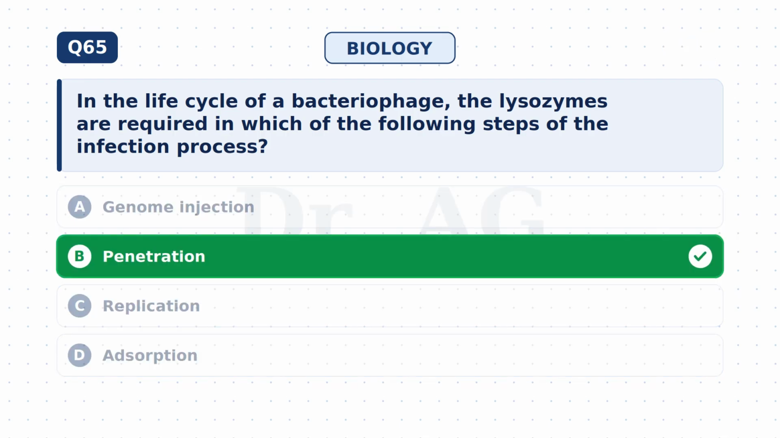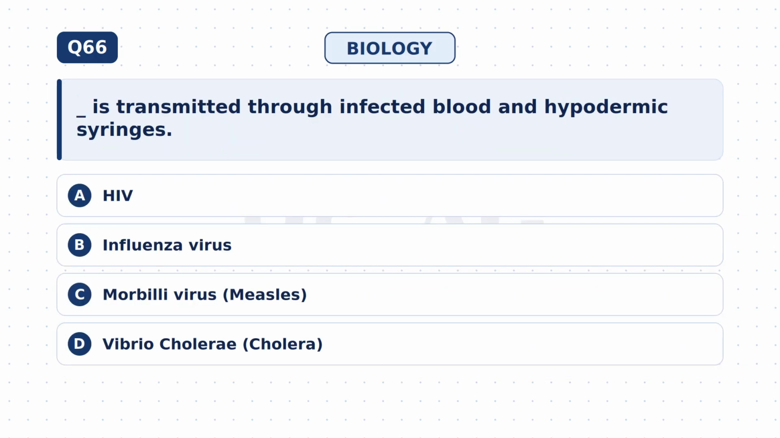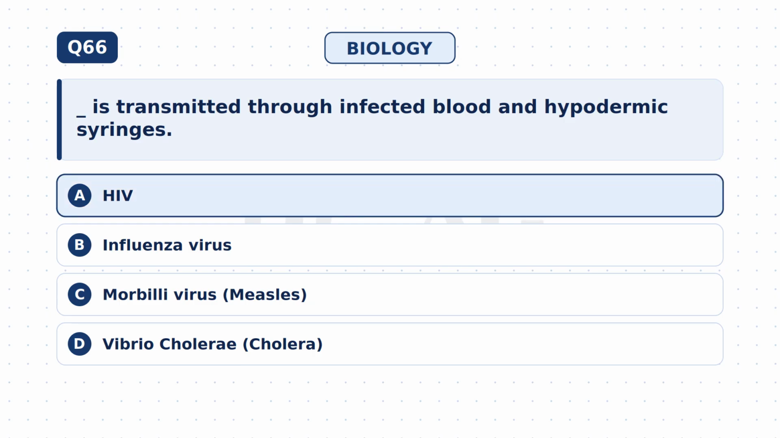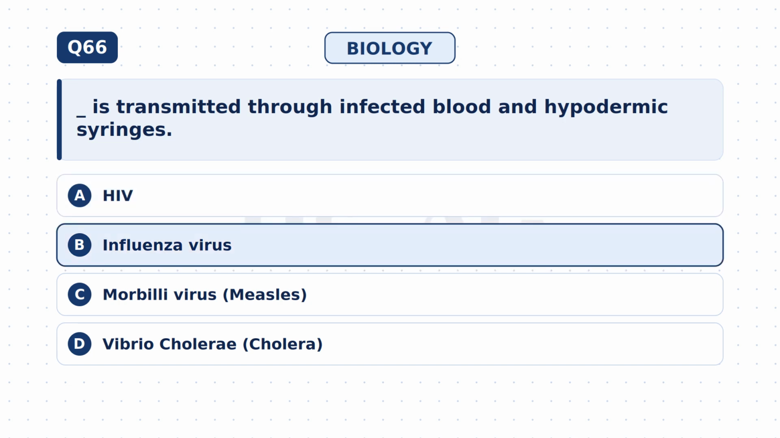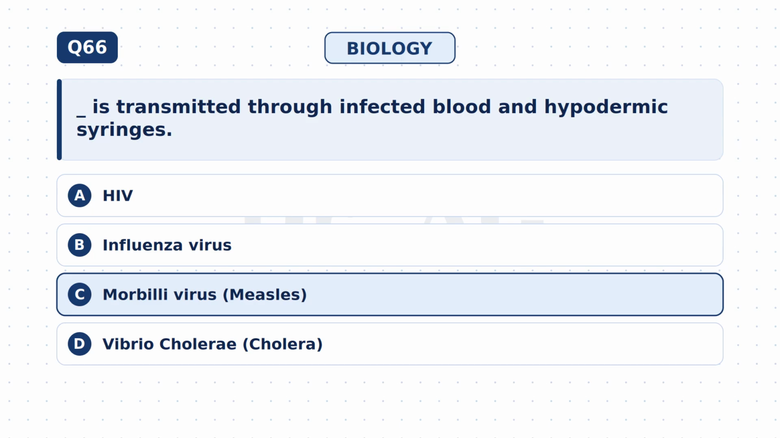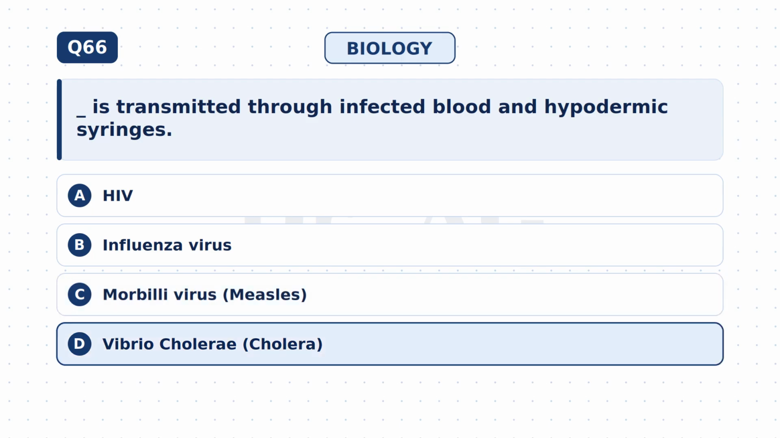The correct answer is B, penetration. Question 66. Blank is transmitted through infected blood and hypodermic syringes. Option A, HIV. Option B, influenza virus. Option C, morbillivirus, measles. Option D, Vibrio cholerae, cholera.